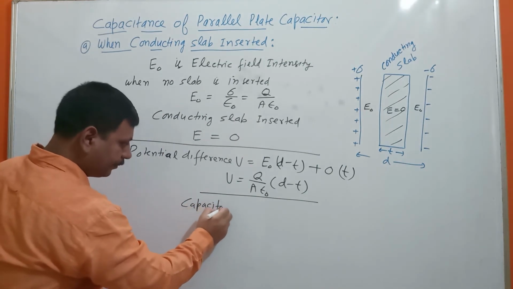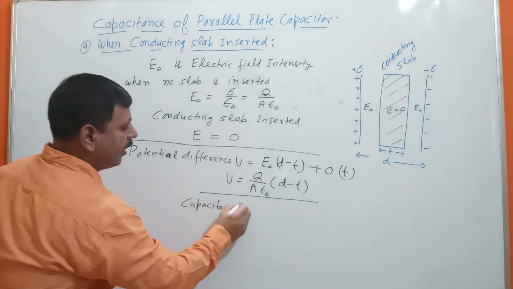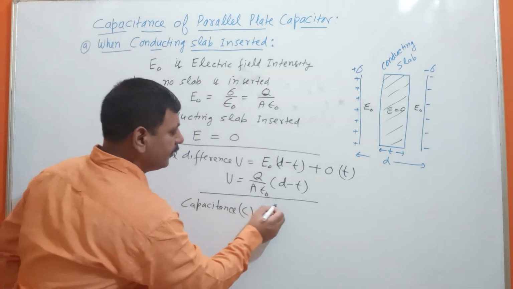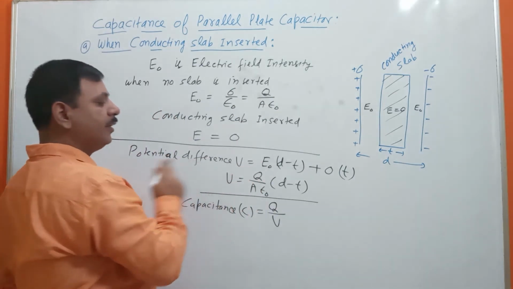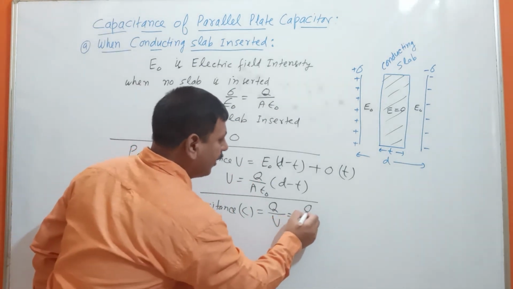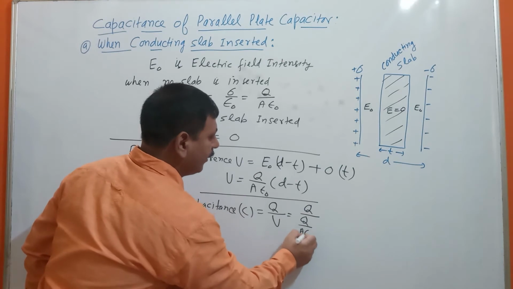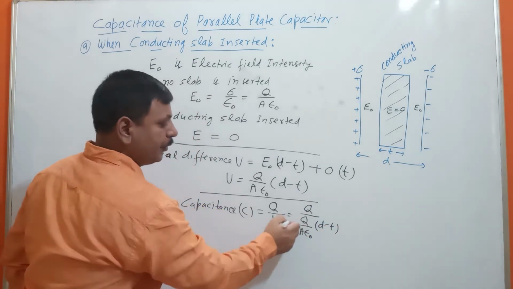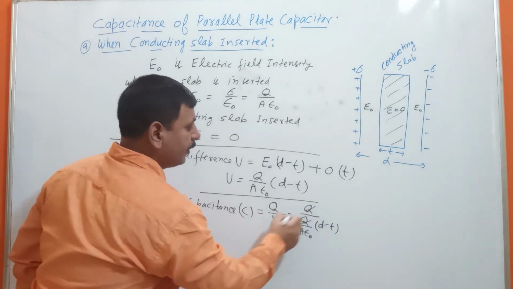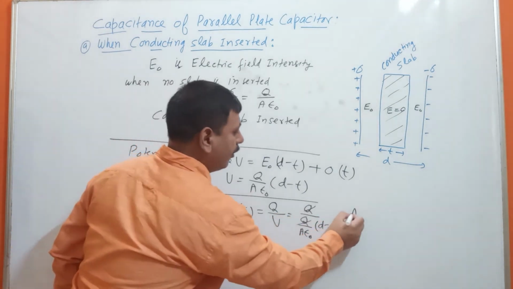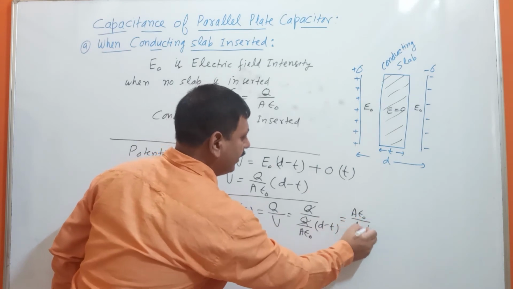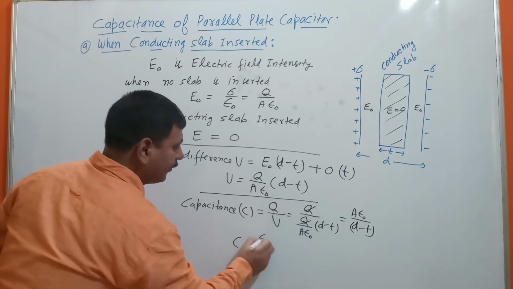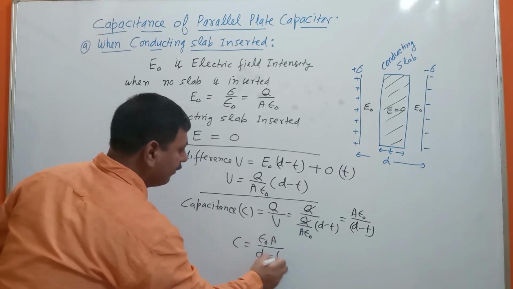Capacitance of capacitor when conducting slab is inserted. So C is equal to Q upon potential difference, Q upon A epsilon naught into (D minus T). Q cancels out. What happens? A epsilon naught goes up. You can say C is equal to epsilon naught A upon (D minus T).